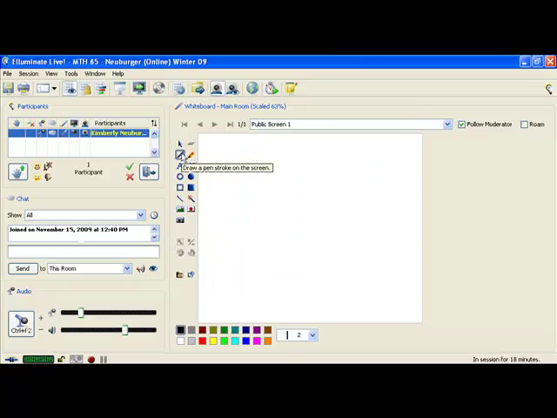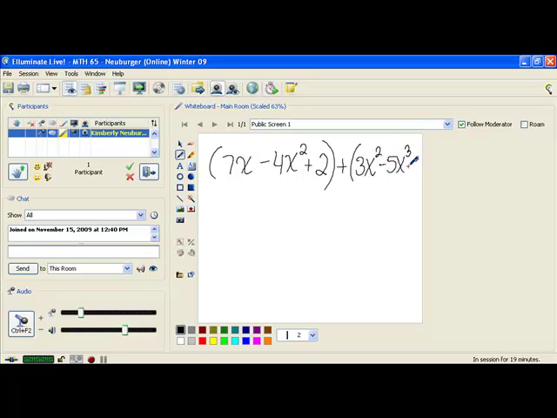For instance, let's say that we have 7x minus 4x squared plus 2. And then we are adding to it 3x squared minus 5x cubed plus 1. Now, for this particular one, let's say that you decided you liked what we call the vertical method, which is the second method I chose where you lined everything up.